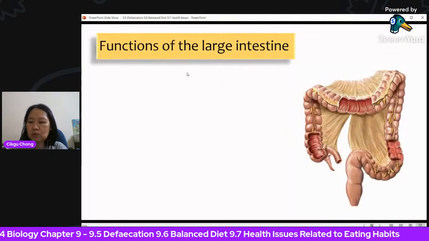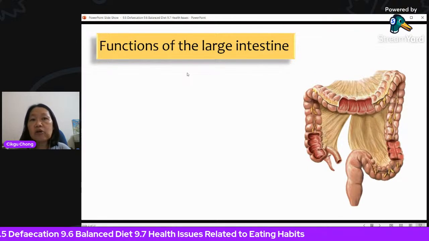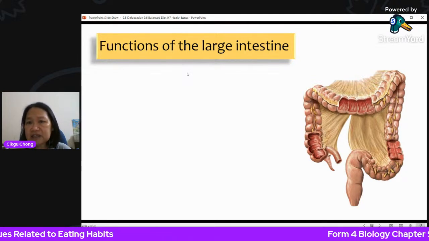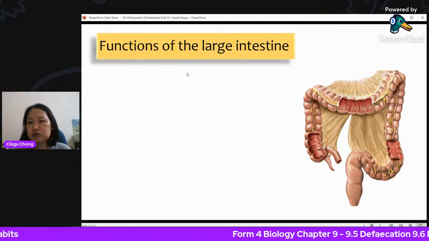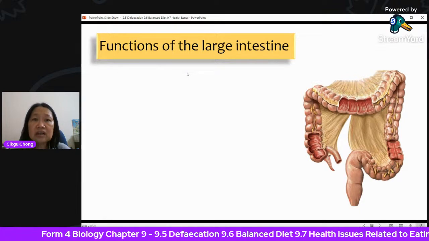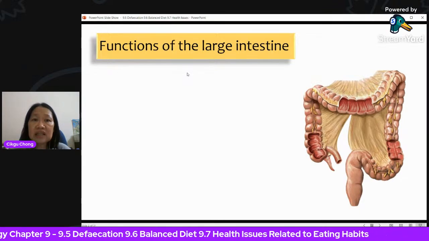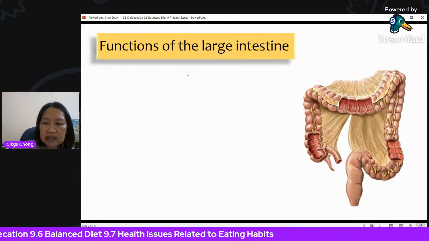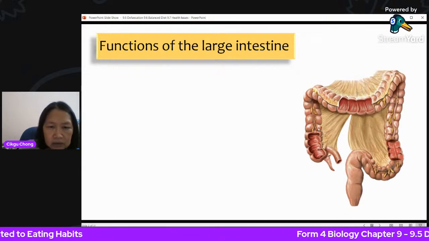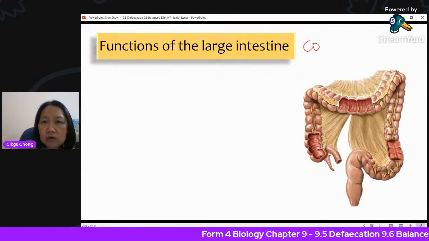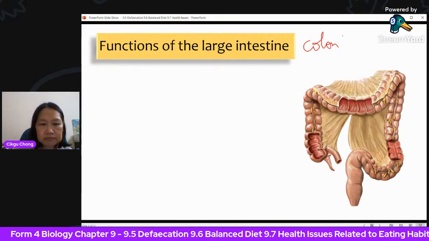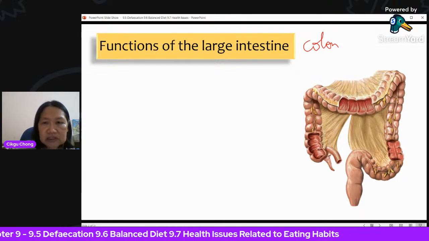Now, first, we need to know what is the organ that carries out defecation. So, large intestine. Here's a picture of the large intestine. You notice that the large intestine has got three sections, also known as colon. We write down here: large intestine is also known as C-O-L-O-N, colon. All right, I'm going to rub this off first because later on I'm going to put some words there.